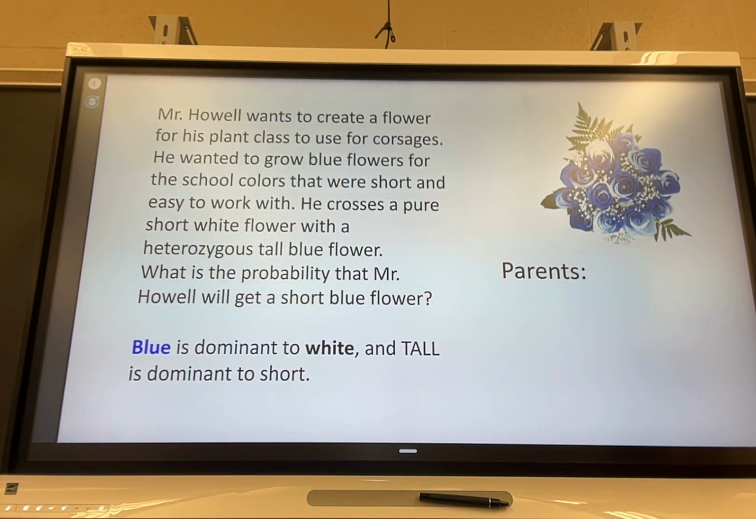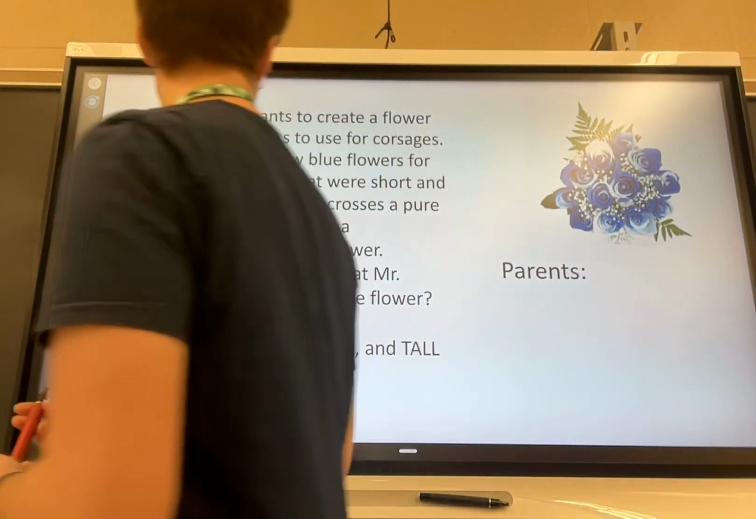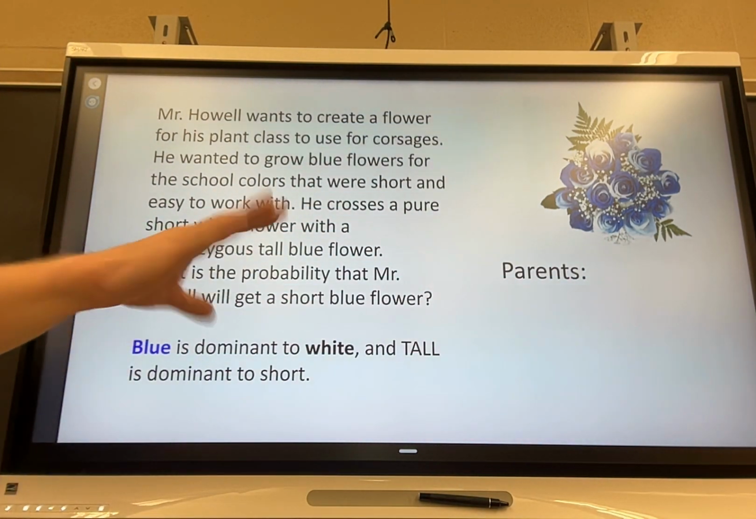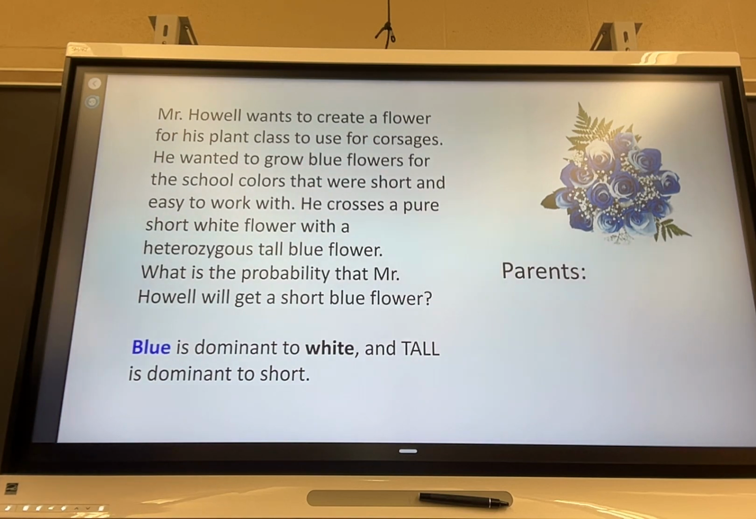So if Mr. Howell wants to create a flower for his plant class that he wants to use for corsages. Corsages are just the little flower wristlets that you use for things like prom or dances. He wants to grow blue flowers for the school colors that are short and that are easy to work with. So he crosses a pure, short, white flower with a heterozygous, tall, blue flower. What is the probability that Mr. Howell would get a short blue flower? So blue in this case is dominant to white, and tall is dominant to short.